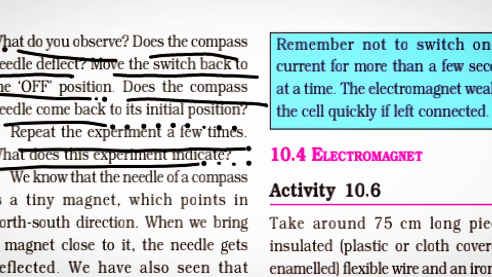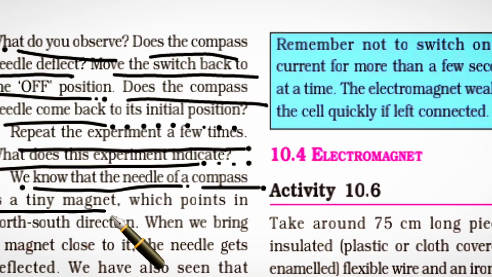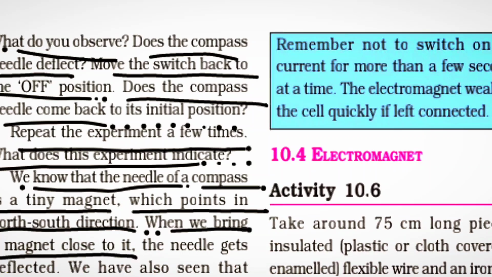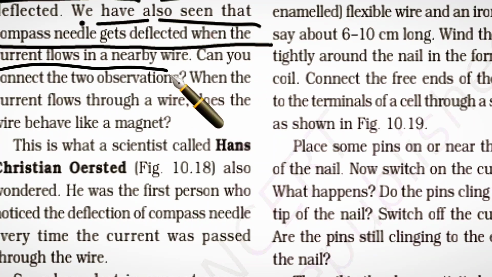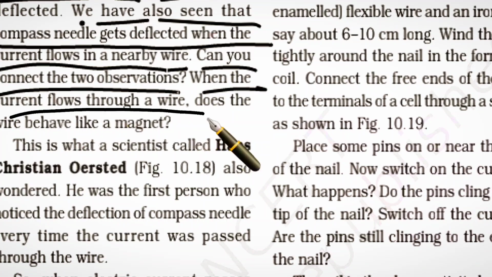We know that the needle of a compass is a tiny magnet which points in north-south direction. When we bring a magnet close to it, the needle gets deflected. We have also seen that a compass needle gets deflected when current flows in a nearby wire. Can you connect the two observations? When current flows through a wire, does the wire behave like a magnet?